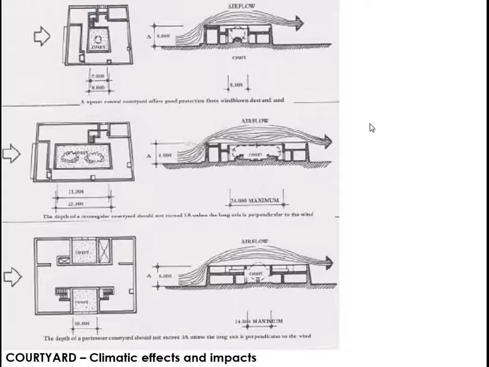Courtyards are of various types. You can have a smaller courtyard, you may have a larger courtyard, you may have pockets of courtyards. So it depends on what type of courtyard you are going to use for what type of climatic condition. It may vary for a hot dry climate, for a warm humid climate, for a moderate climate, etc.